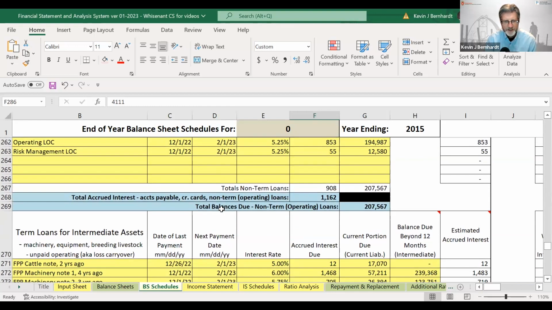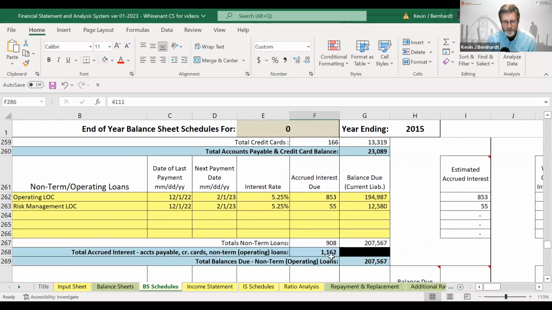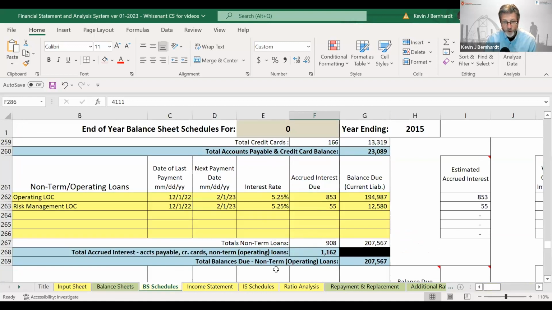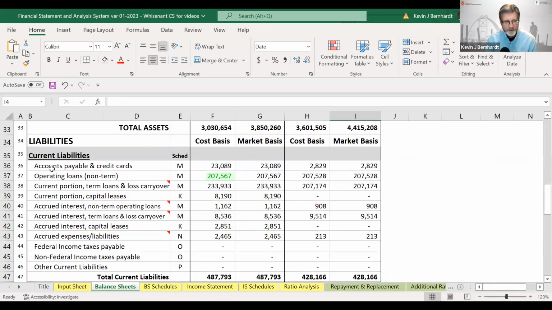If I go down to the next section, I see total accrued interest, $1,162 for the operating loans. And if I go again over to the balance sheet, $1,162, there's my accrued interest. So it automatically transfers over. I have a total balance due of operating loans of $207,567. If I go to the balance sheet, there it is. Operating loans, non-term, $207,567. Again, it automatically transfers over.